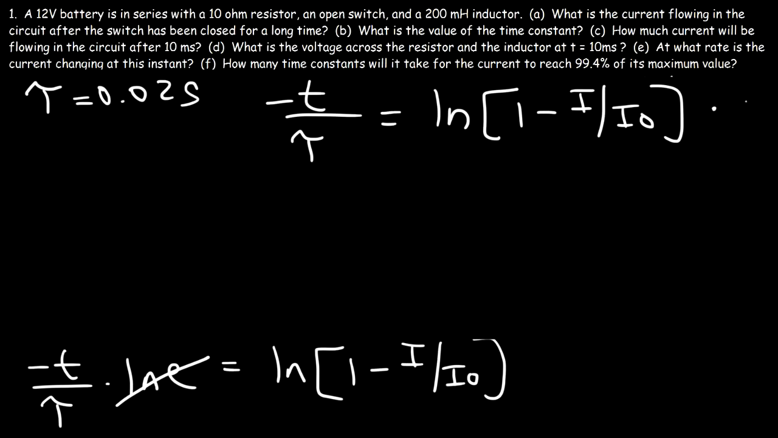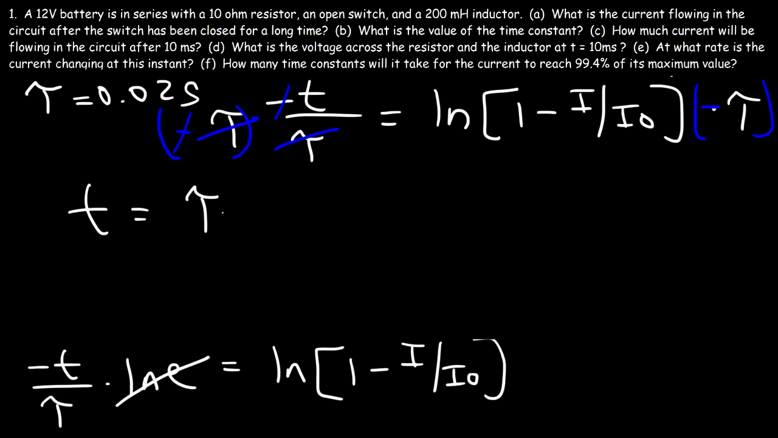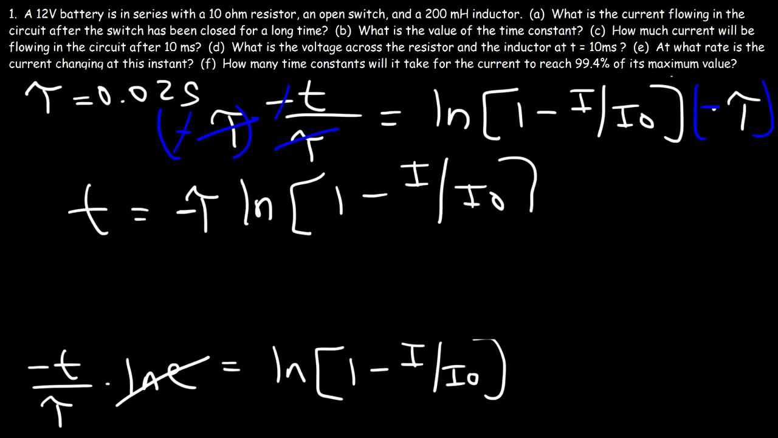So now I'm going to multiply both sides by tau, and so these will cancel. I'm going to multiply both sides by negative, so I can get rid of the negative sign as well. So t is equal to negative tau times the natural log of 1 minus I over I0.